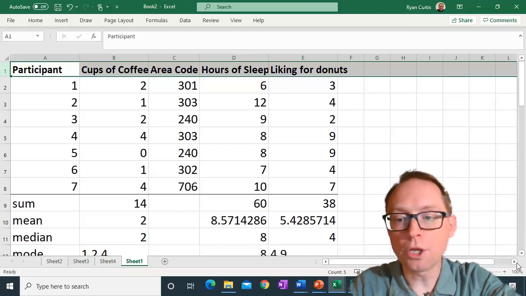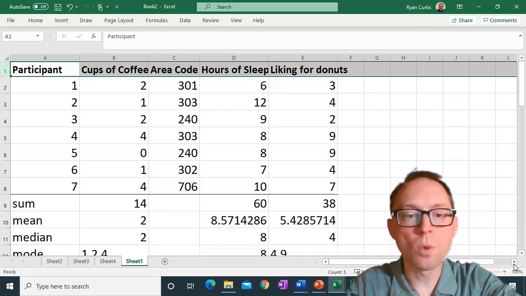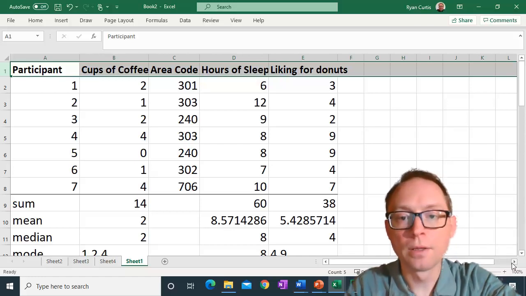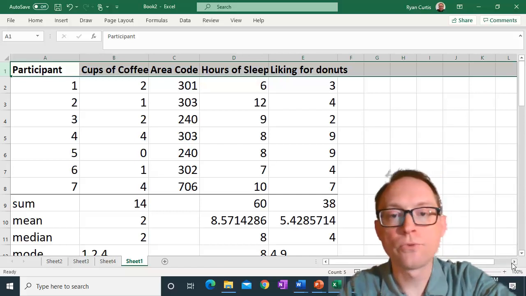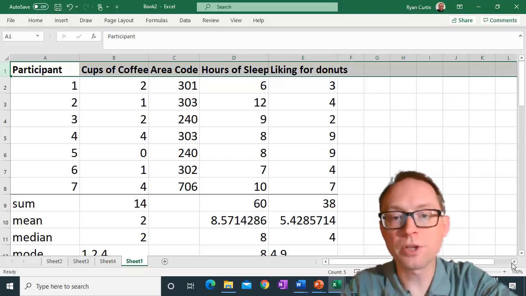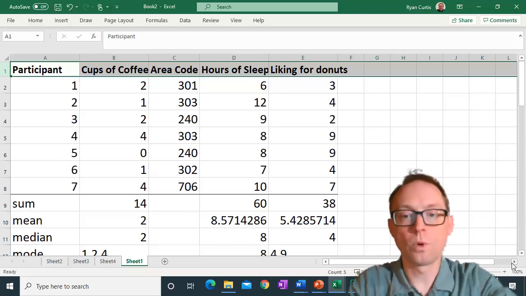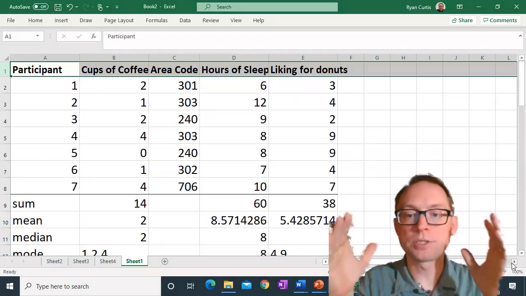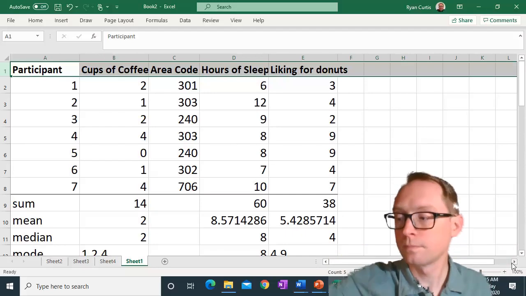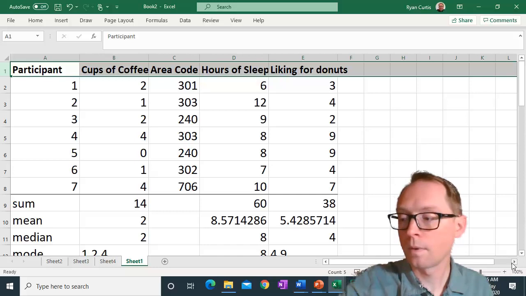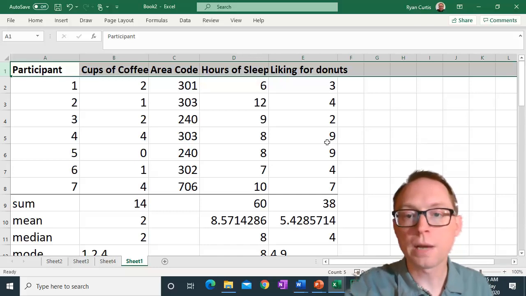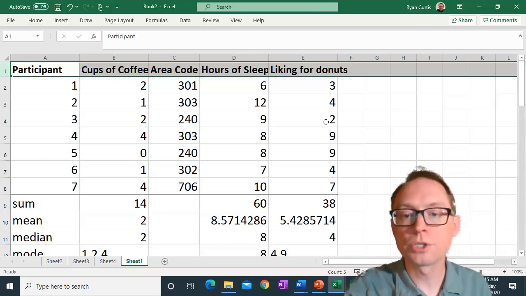So what I want you to do is calculate for me the range. What is the range for liking for donuts? Specifically, I'm asking, what is the top score minus the bottom score? All right. So the top score is a 9. The bottom score is a 2. So 9 minus 2 is 7. The range for liking for donuts is 7.